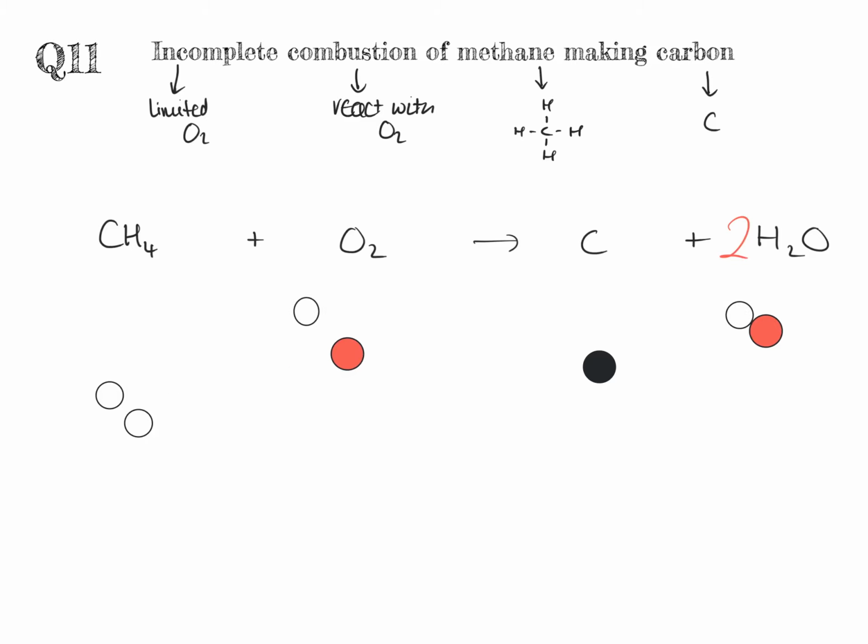So we've got HHO, HHO, and we have managed to turn methane and oxygen into 1 carbon, which is here, and 2 waters, which are here. So that proves that your balancing is correct.